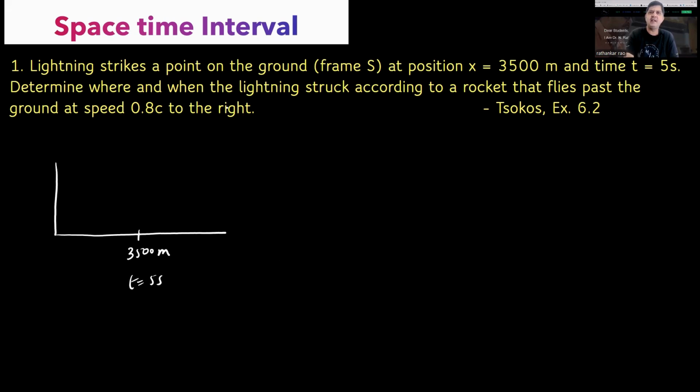Then determine where and when the lightning struck according to a rocket that flies past the ground at a speed of 0.8 c to the right. To the right, there is a rocket which is moving over here. It is moving at a very high speed of 0.8 c. It is asking you what is the coordinate of the lightning. See, the lightning here falls exactly at this point, but we do not know where and when the observer in the rocket sees this.